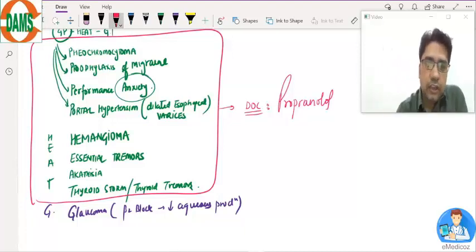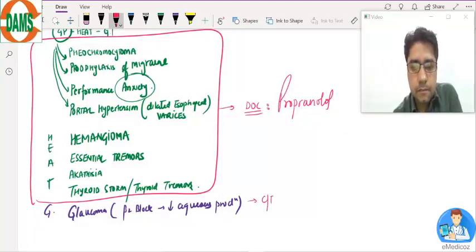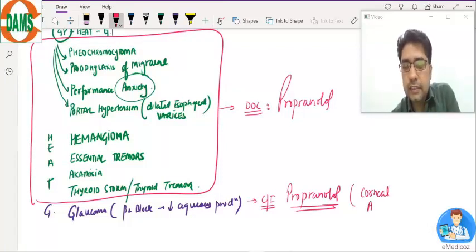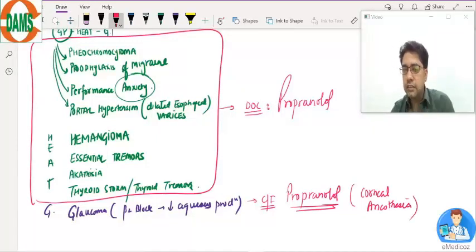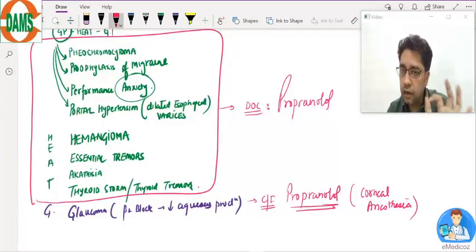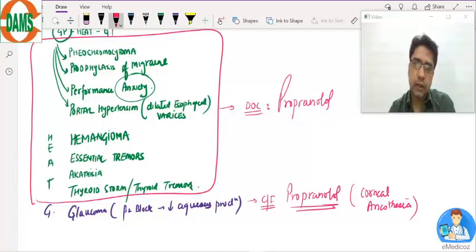Propranolol is not given in glaucoma. I will tell you the reason why. Just write, because it causes corneal anesthesia. Just write this word. I will tell you later on what is corneal anesthesia. So propranolol is not given in which condition? Glaucoma. Rest everywhere, propranolol is the drug of choice. Okay? Drug of choice is propranolol.